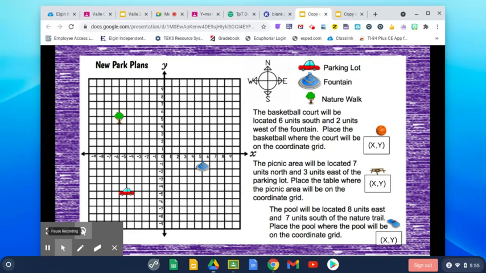The picnic area will be located 7 units north and 3 units east of the parking lot. Place the table where the picnic area will be on the coordinate grid. The last place we're going to travel: the pole will be located 8 units east and 7 units south of the nature trail. Place the pole where the pole will be on the coordinate grid.